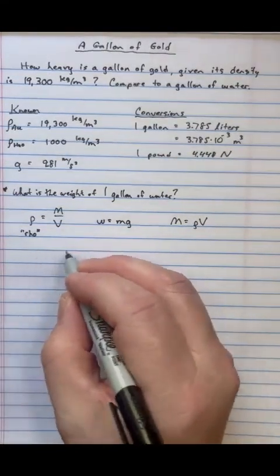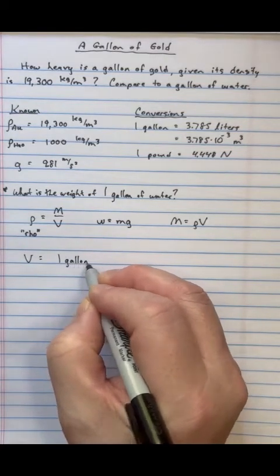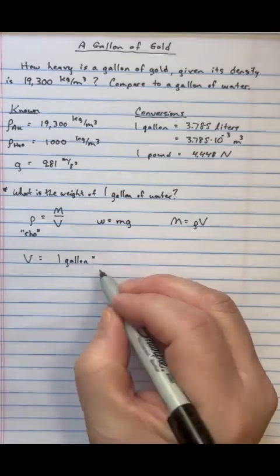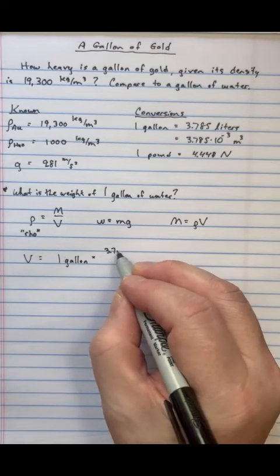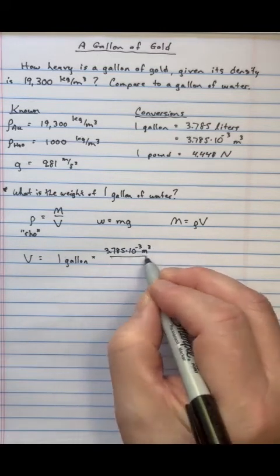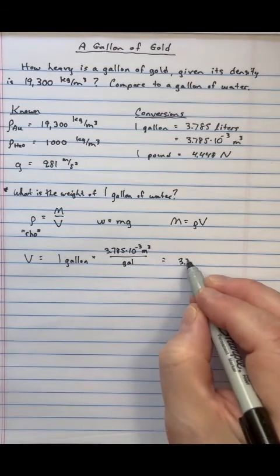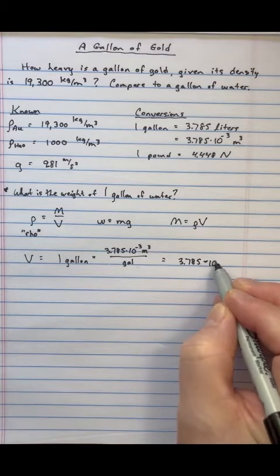So what's the volume of 1 gallon? So volume equals 1 gallon. In metric terms, that's 3.785 times 10 to the minus third cubic meters per gallon, right? And I know I just wrote out something I didn't need to write, but let's go with it.